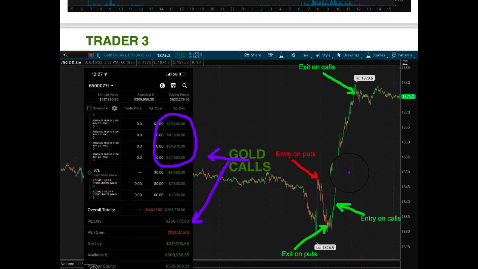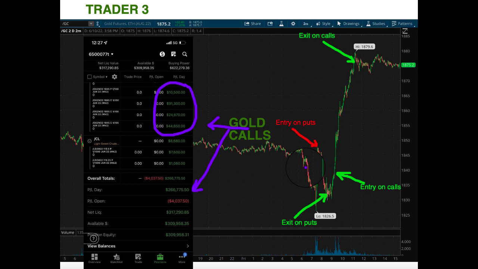And here's Trader 3. He's up over, in this strike on gold calls, he's making 91,000. He's making another strike, another 44,000. So he's making about 140, 150K on gold calls altogether. The guy's up 266,000 for the day.